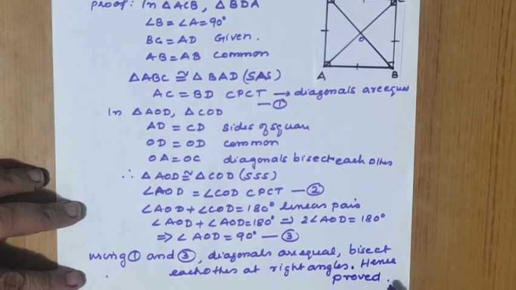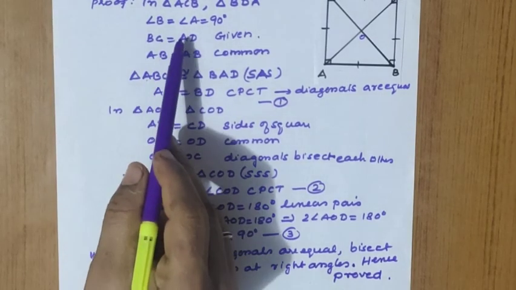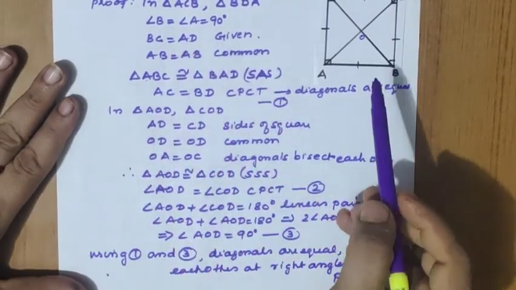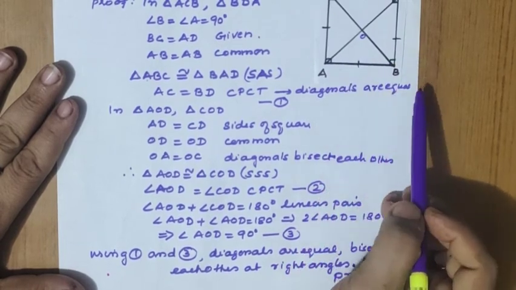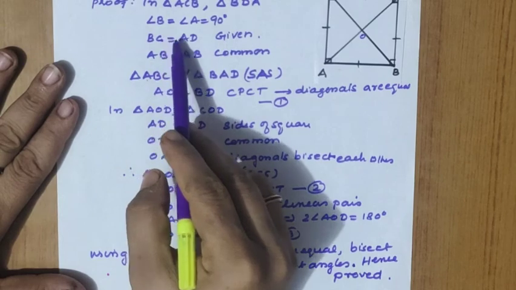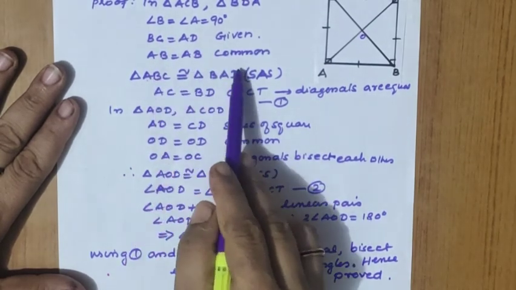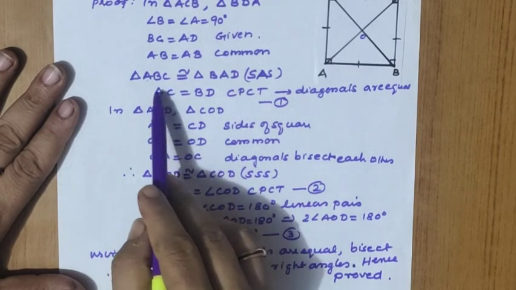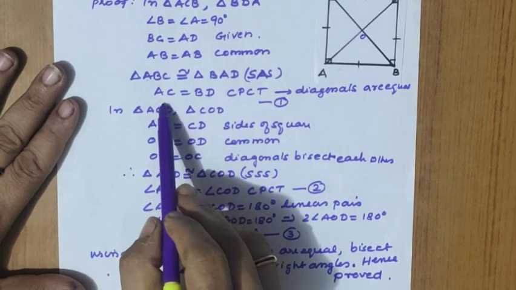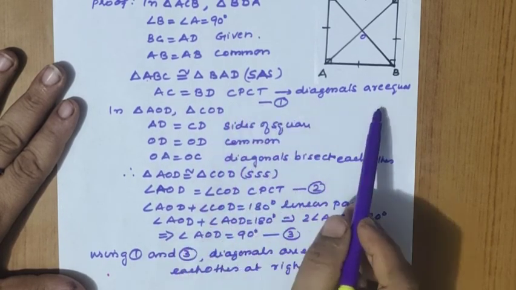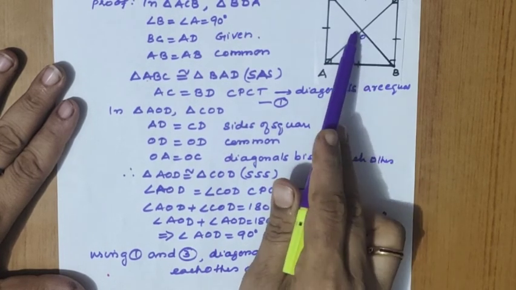Right? So I'll repeat from the beginning what is given in the question. In triangle ACB and triangle BDA, it's a square, which means all the four sides are equal and each angle is 90 degrees. Using the same concept, angle B equals angle A equals 90, BC equals AD, then AB equals AB. By SAS criteria, these two triangles are congruent. Now from this you can write AC equals BD by CPCT, that means diagonals are equal. The first part is proved. What is the second part? Angle O equals 90.